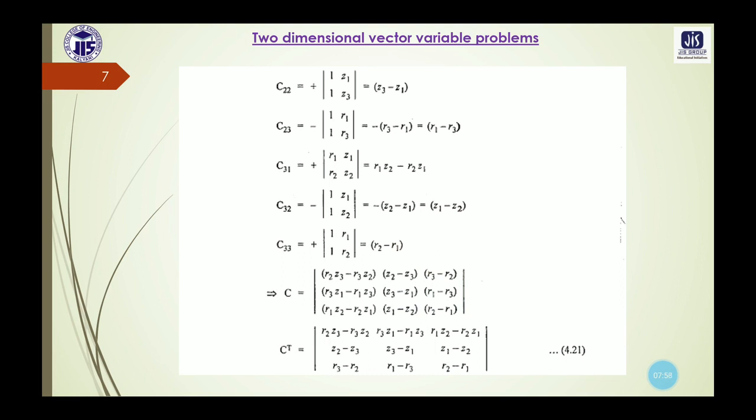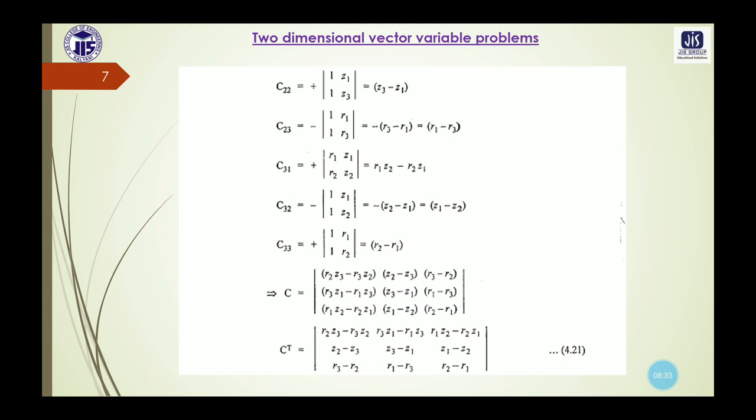Next the cofactor C22 is Z3 minus Z1. Then C23 is R1 minus R3. Then C31 is R1 Z2 minus R2 Z1. Then C32 is Z1 minus Z2, and the last cofactor C33 is R2 minus R1. So these are the 9 different cofactors for this 3 by 3 matrix.